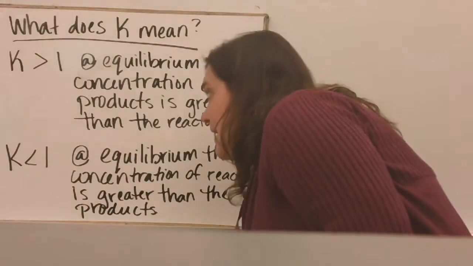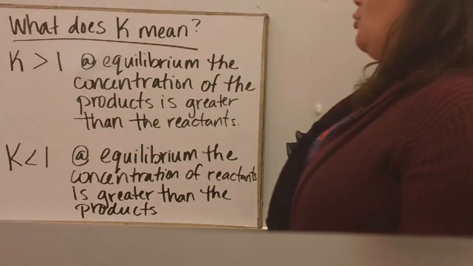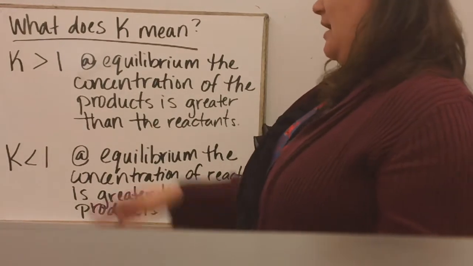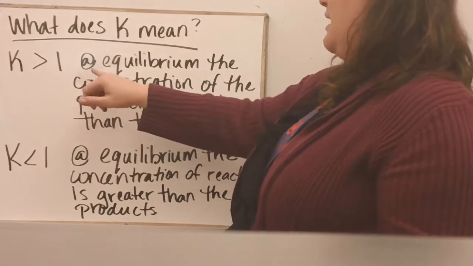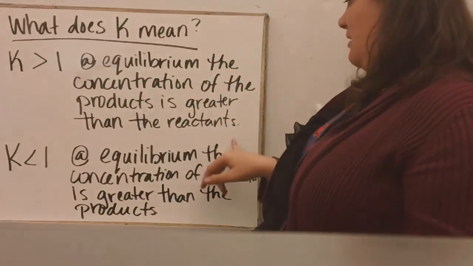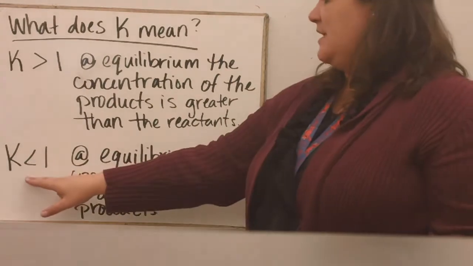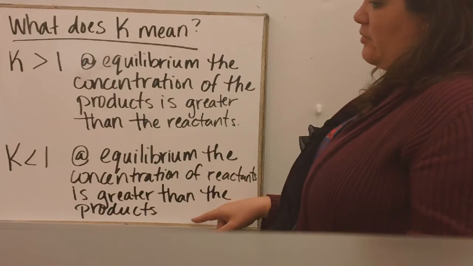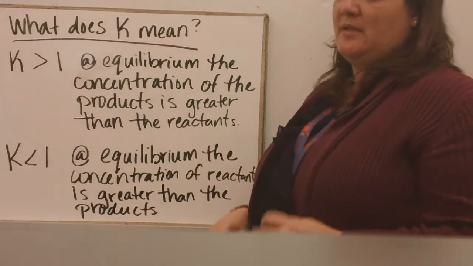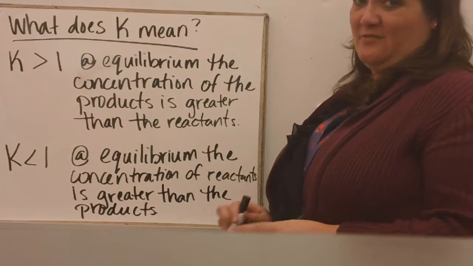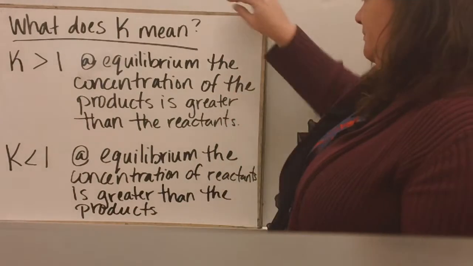So what does K really mean? In a few minutes we're going to learn how to calculate a value for K. If K is greater than 1, it tells us that at equilibrium the concentration of the products is greater than the reactants. If K is less than 1, then at equilibrium the concentration of the reactants is greater than the products. Remember, equilibrium means that the rates of the reactions are equal, not that the amounts of products and reactants are equal.